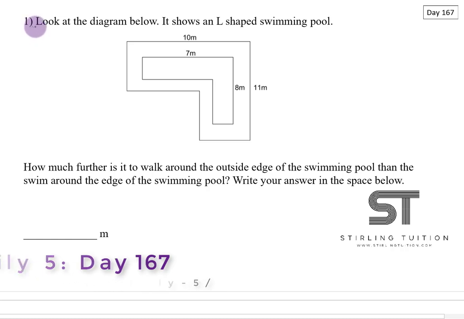5 maths questions. Number 1. Look at the diagram below. It shows an L-shaped swimming pool. How much further is it to walk around the outside of the swimming pool than to swim around the edge of the swimming pool? Write your answer in the space below.